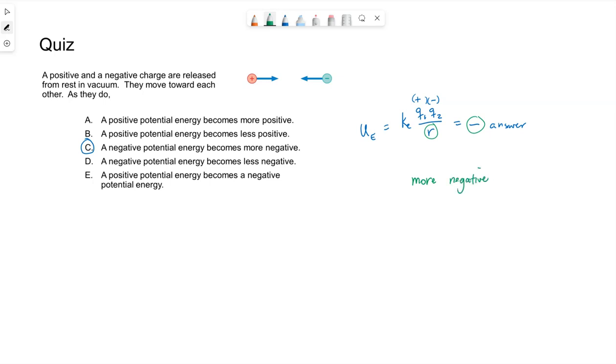More and more negative. And negative potential energy, again, means it's a bound system. It means they are attracted to each other. They're not going to escape each other and move away. So since energy is not a vector, more negative is a smaller number. So the potential energy will continue to get smaller, more negative, as they get closer.